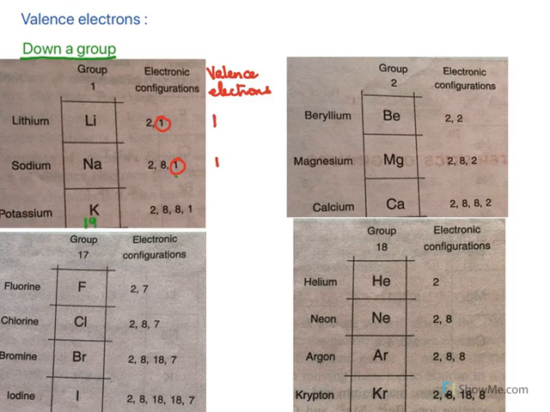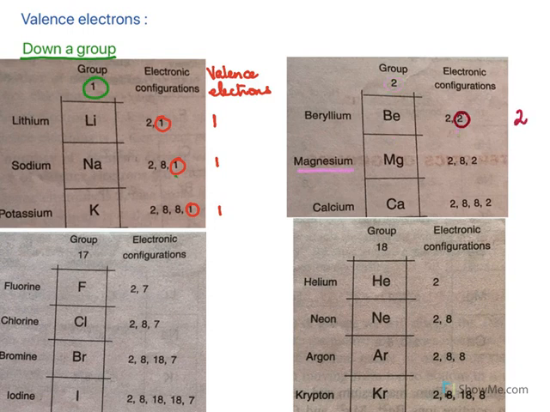Then we have potassium, which is 19, configuration 2, 8, 8, 1, outermost orbit 1, valence electron 1. So we have observed that for all elements in group 1, the valence electron is 1. Now let's get on to group 2. So here is group 2. We have beryllium, whose atomic number is 4. So configuration is here 2, 2. So number of electrons in the outermost orbit is 2, means valence electrons 2.